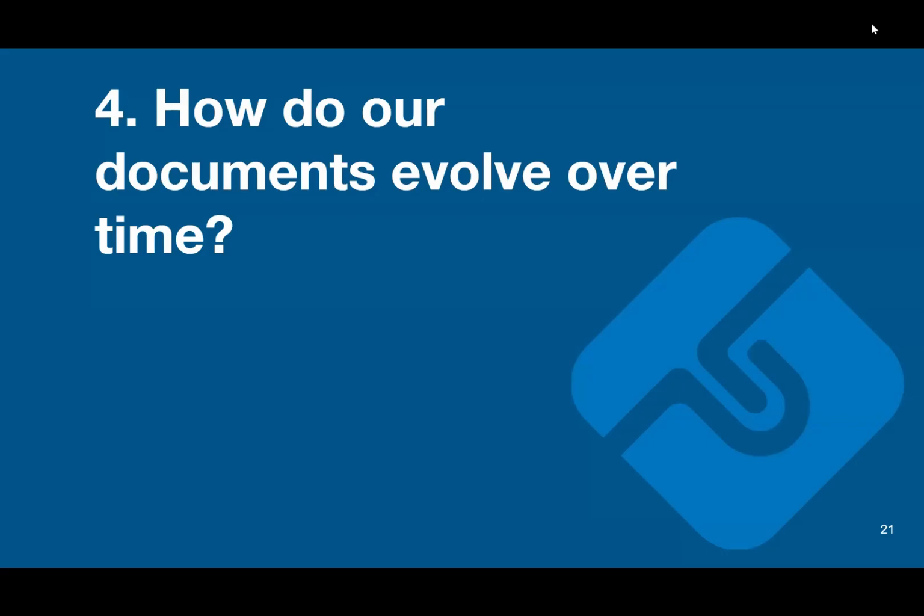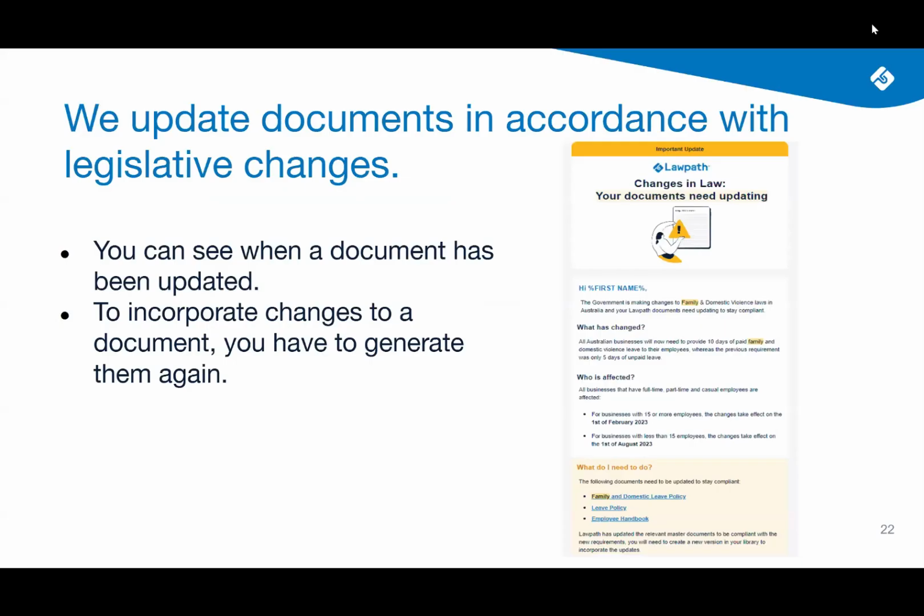So how do our documents evolve over time? Firstly, we update documents in accordance with legislative changes. This is an example of an email on the right that we sent about family and domestic violence leave in regards to employment agreements. On the document summary page, you'll be able to see when a document was last updated. This gives you an understanding of how recently something was updated, but rest assured, when new legislation comes around, we are aware of it and we do tell our clients and we do update our documents.